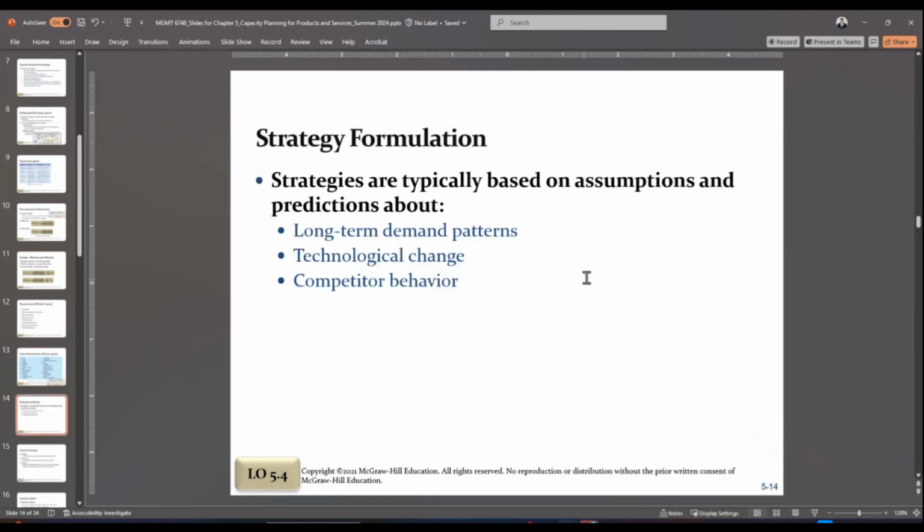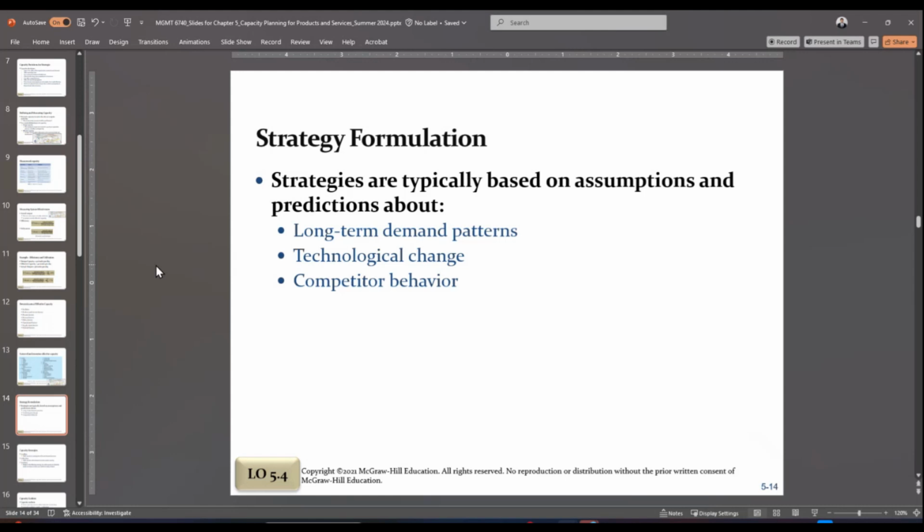Then, in strategy formulation, the key item to keep in mind is to always look for long-term demand patterns. Like I said, if the customer today says, I want 10 parts per week, so 40 parts per month, and all of a sudden they come and say, I want 80, so they just double it.